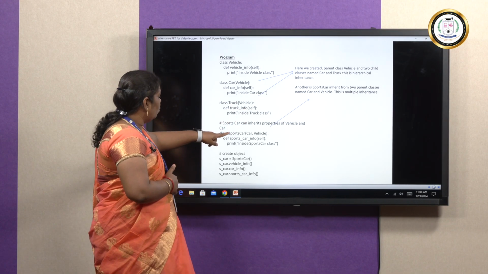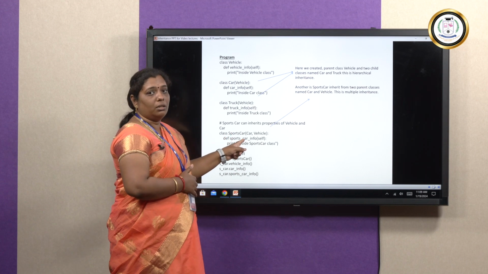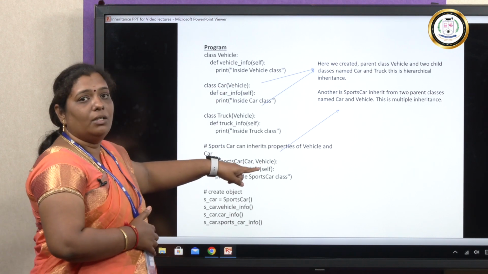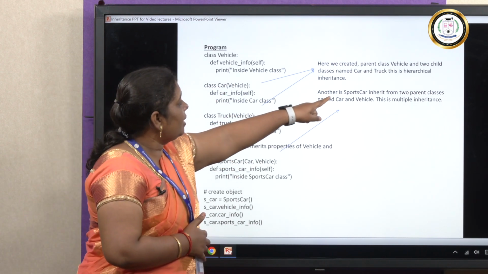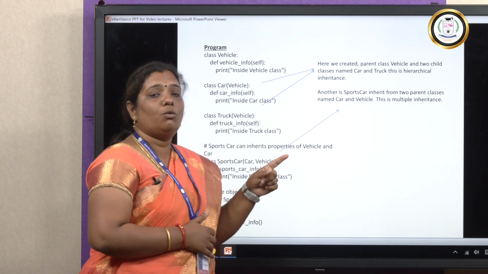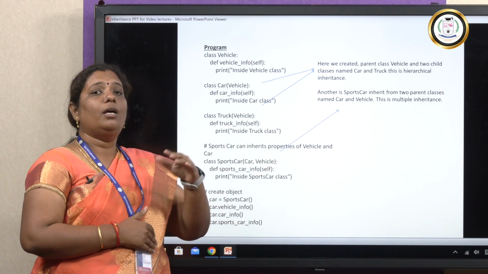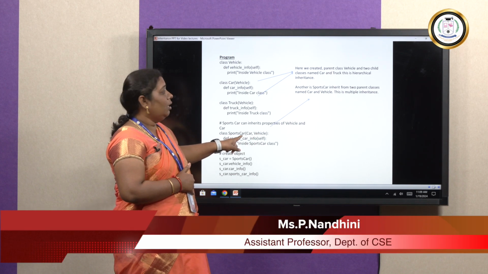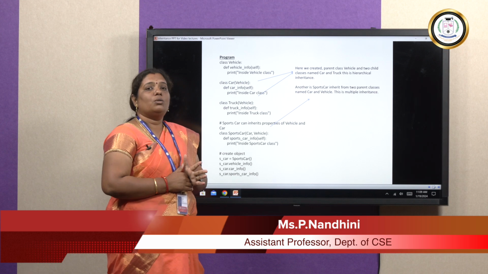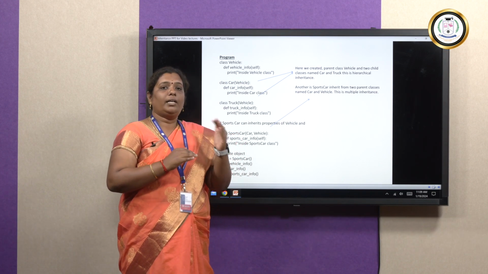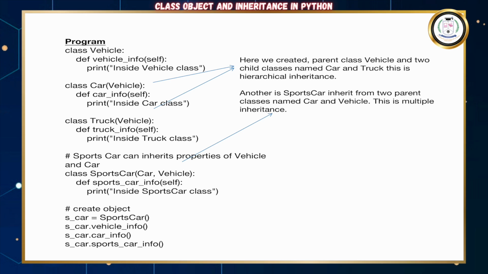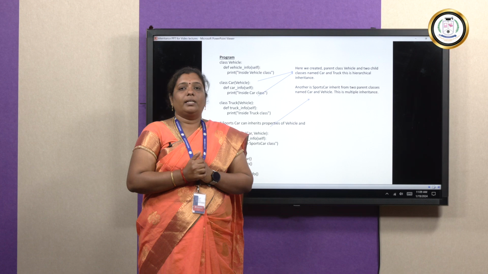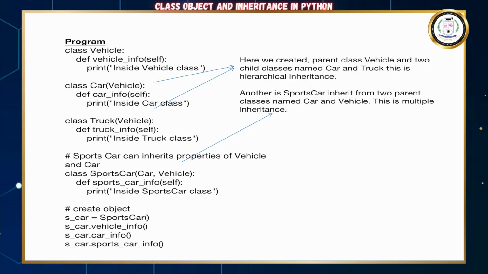Next, one more class will be created, that is sports car. This is a child class. Inside the sports car, car and vehicle will be inherited. This is multiple inheritance, since sports car inherits from two parent classes. The concept of multiple inheritance is only one child and more than one parent. Inside a single program we have created two inheritances: first hierarchical inheritance, second multiple inheritance. This concept is called hybrid inheritance, the combination of all the inheritances.